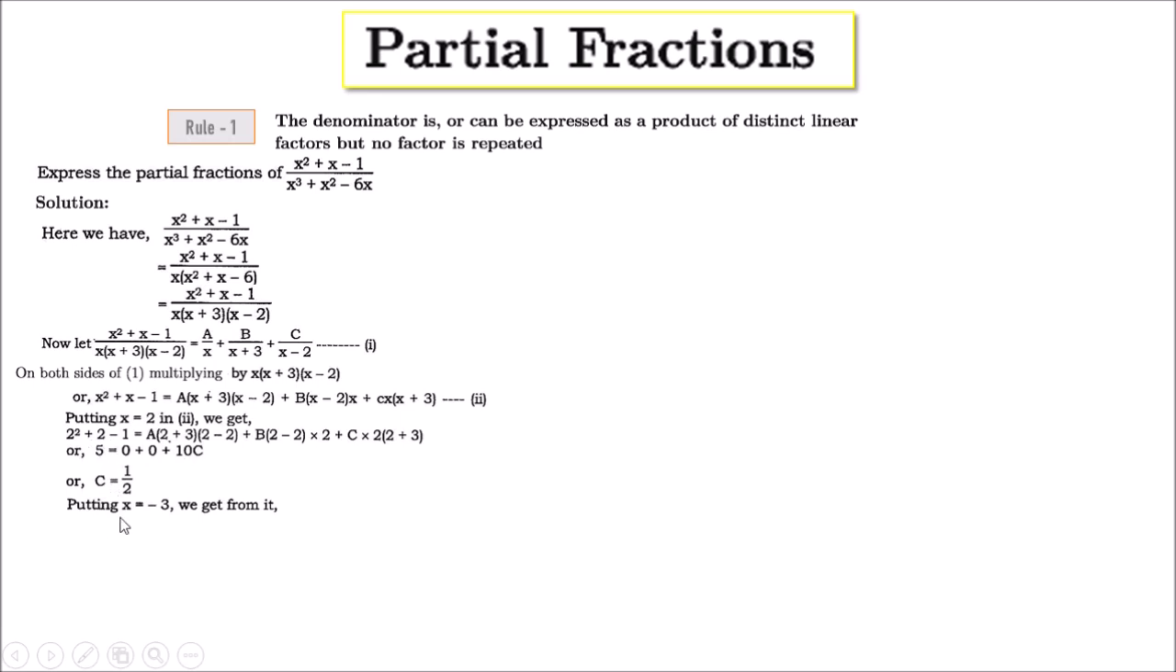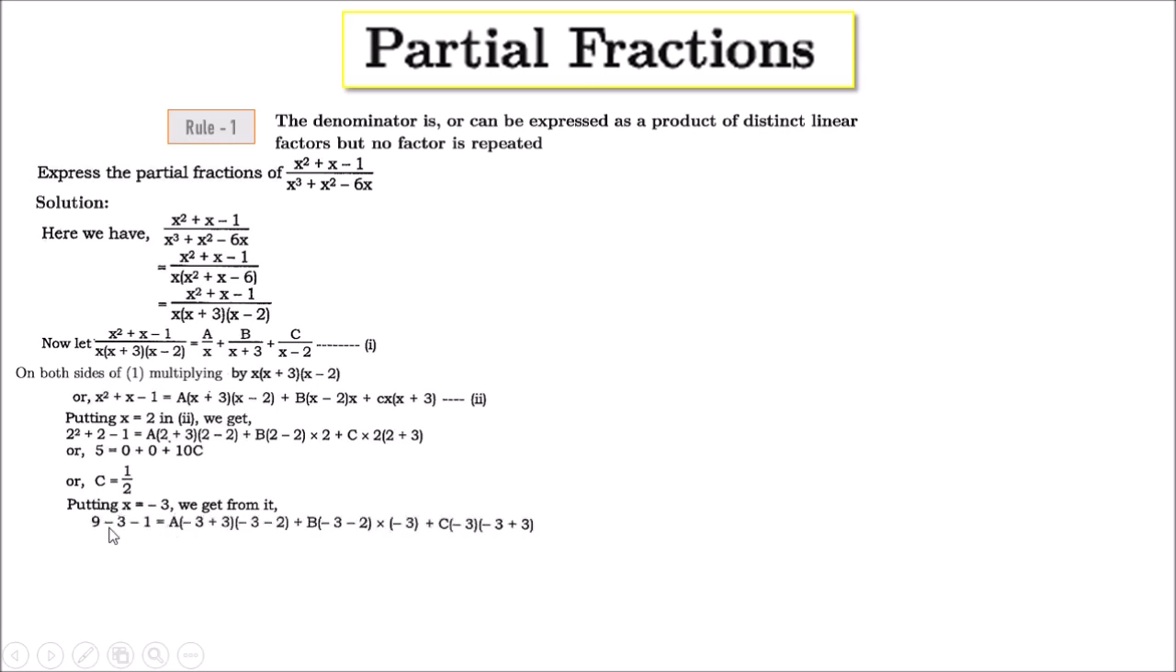So putting x equal to −3. Where do you get −3? Look here, x + 3: we let x + 3 equal to 0, x equal to −3. The x equal to −3 comes from here, x + 3 equal to 0. If you send the 3 to the right side, it will be −3. So x equal to −3.